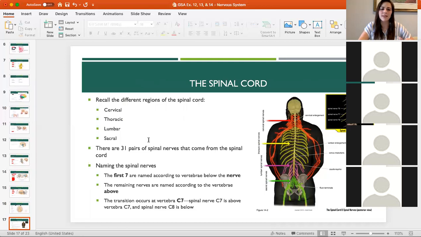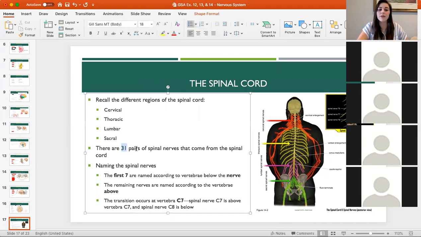Okay, so the next few slides are all chapter 14. Okay, I'll get my notes. All right, so all chapter 14. We're looking at the spinal cord and we see that there are 4 different regions. These are the same as the names of the vertebrae that we learned about a few weeks ago. So we have cervical, thoracic, lumbar, and sacral.